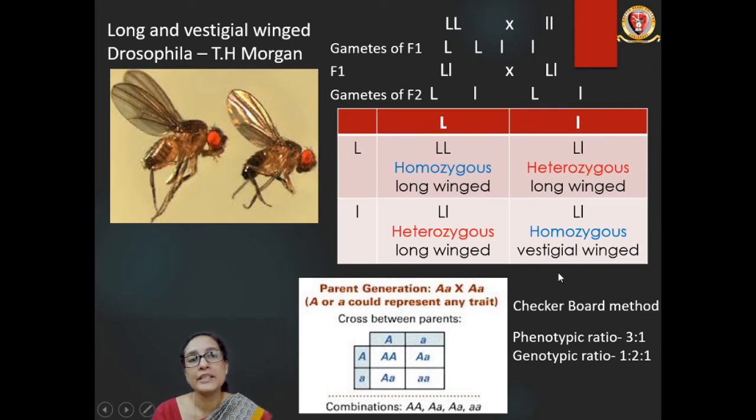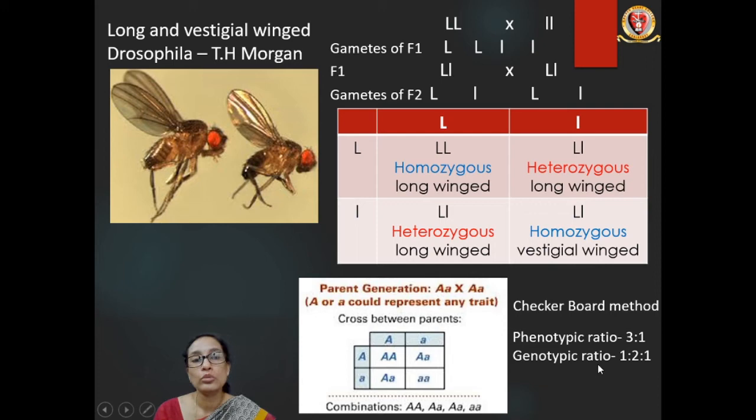T.H. Morgan studied Drosophila and was able to get a monohybrid cross between long-winged and vestigial-winged, or small-winged, Drosophila. He took the pure breeding variety of long-winged Drosophila, that is capital L, and crossed it with the vestigial-winged Drosophila, and he got the F1 generation. All of them were long-winged. That is, long wing is dominant over vestigial wing. In the F2 generation, he found the ratio to be 3:1, long-winged to vestigial-winged. And using the checkerboard method, we see the phenotypic ratio as 3:1 and the genotypic ratio as 1:2:1.